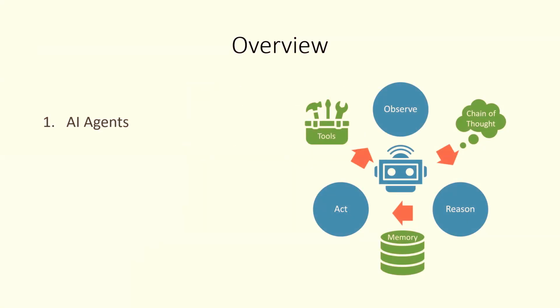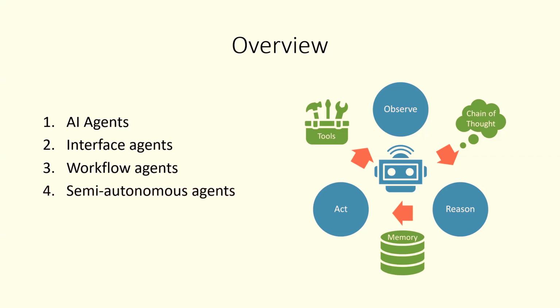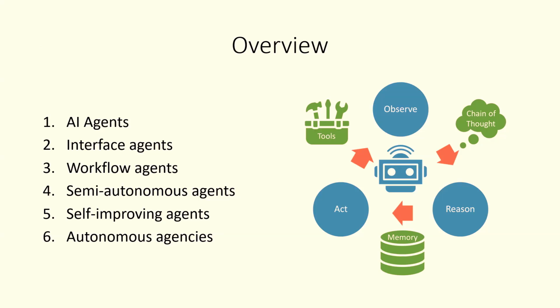As an overview of our presentation, first we'll learn about AI agents in general, intelligent software systems that can be used to automate work. Then we'll look into interface agents, agents that provide a natural language interface to some kind of computer subsystem. Then workflow agents, which execute a predefined sequence of steps to complete a task. Then semi-autonomous agents, which complete tasks using an iterative feedback loop. Then self-improving agents, which can improve their own performance by modifying themselves. And finally, autonomous agencies, which are multi-agent systems all working together to complete a common goal.